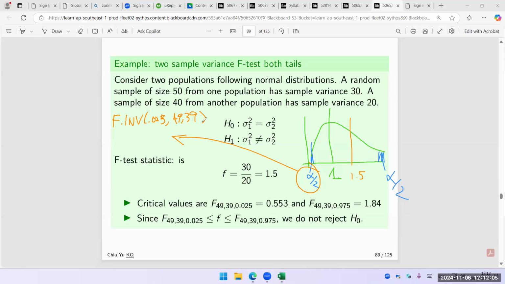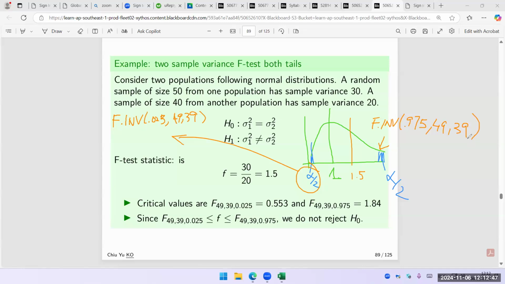That's the left-hand side. And the right-hand side, this value is just F.INV on 0.975, 49, 39. That's it. So that is slightly a little bit more complicated. But it's the same idea. You can do the p-value the same way: you calculate one side and multiply by 2, and that's it. Look at the one that's closest and multiply by 2.